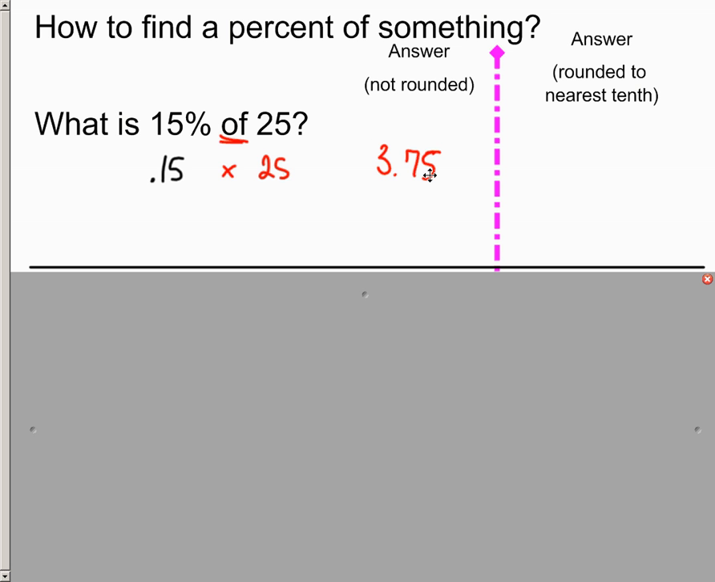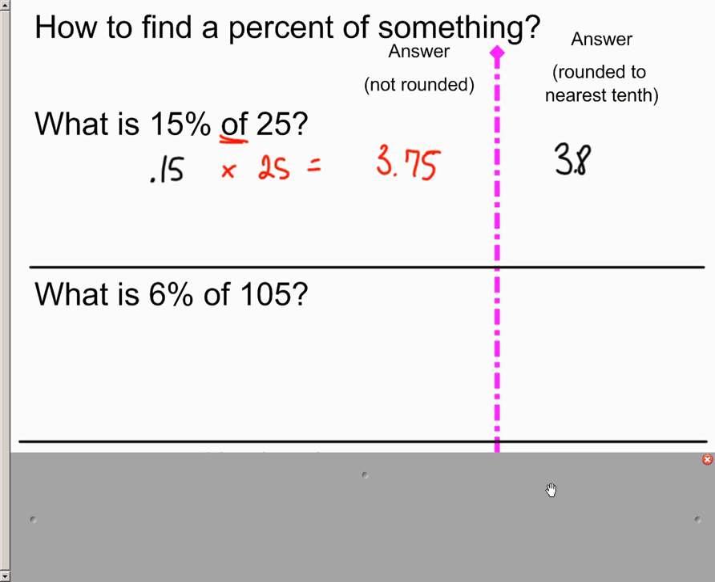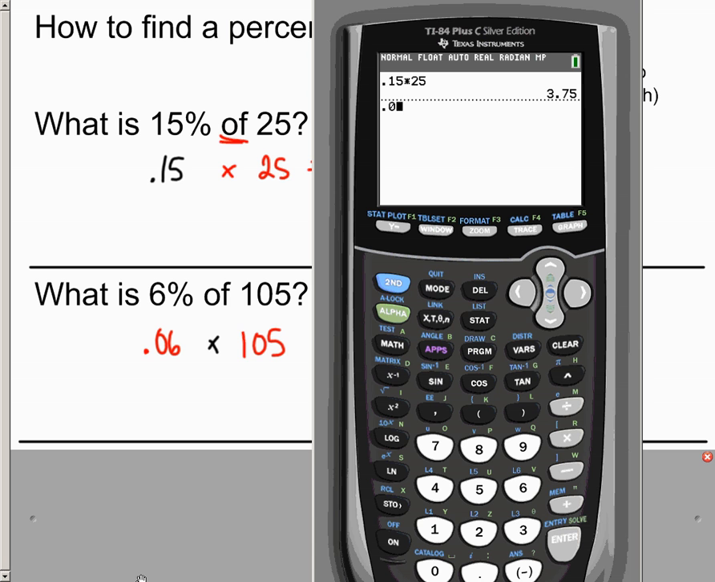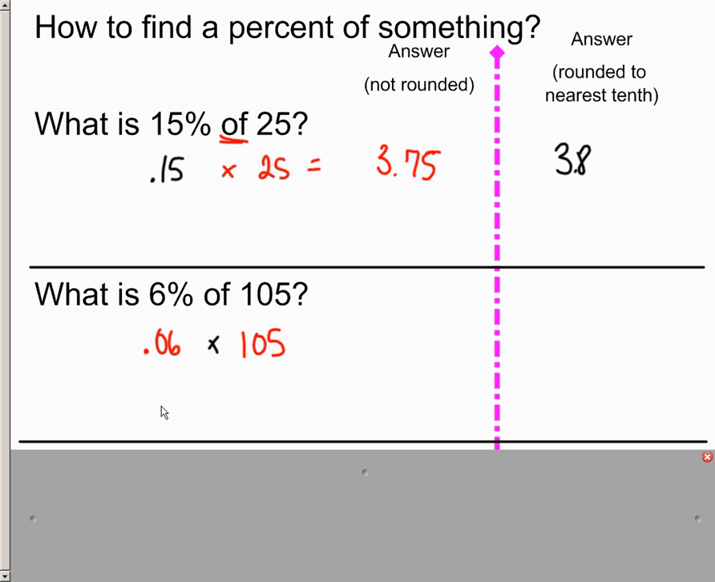If they just want the answer, this is it right here. If they say round to the nearest tenth, well, that tenth is the 7, and this 5 would round that 7 up to an 8, so we would round it to 3.8. It's going to be the same for each one of these. You've got to know how to take any percentage and turn it into a decimal. This would be 0.06 because we moved it 2 times, and we've got to put that 0 in its placeholder. So it's 0.06 times 105. Again, we pull out the calculator. 0.06 times 105. 6.3 is the answer.